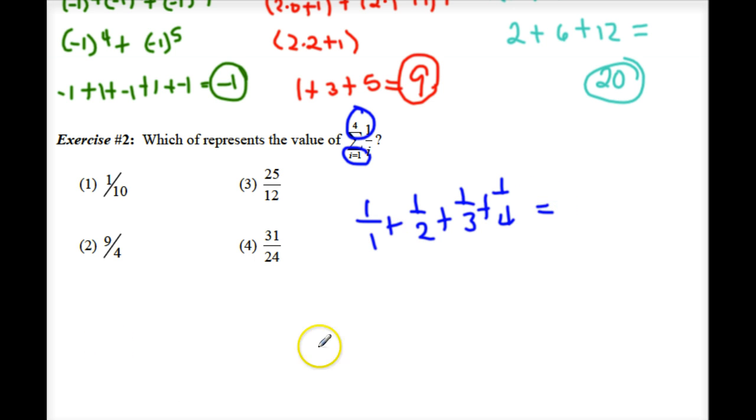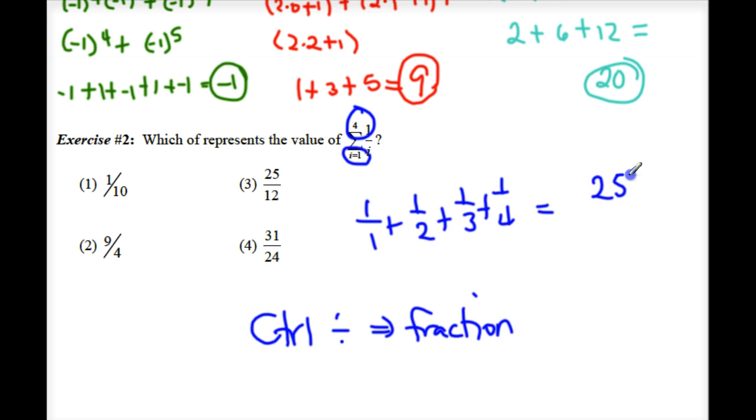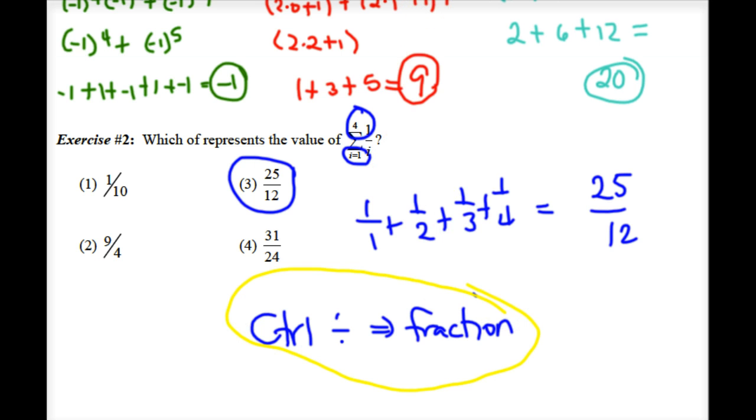Now, what you need to do is put this in the calculator just like this. So you got a chance to put this in the calculator. Remember, CTRL and division will give you a fraction, okay? Put that in your calculator. You should have gotten 25 over 12, which is choice number 3. This is extremely important. CTRL and the division sign will help you be able to get this out.